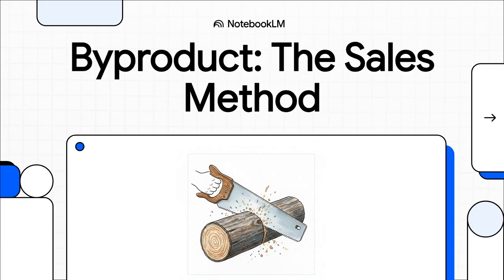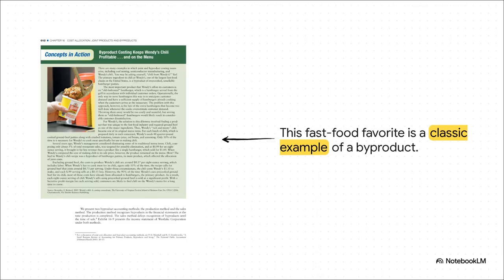Let's do this. But okay, first things first. You are not going to believe this, but one of the most famous byproducts out there is Wendy's chili. Yeah, I'm serious. Think about it. When they cook those fresh, never-frozen burgers, what happens to the beef that gets a little too cooked or isn't shaped perfectly? They don't toss it. Nope. It becomes the star of their chili. So you've got a product with a lower value that's born from making the main product. And that, my friends, is a perfect real-world example of a byproduct.